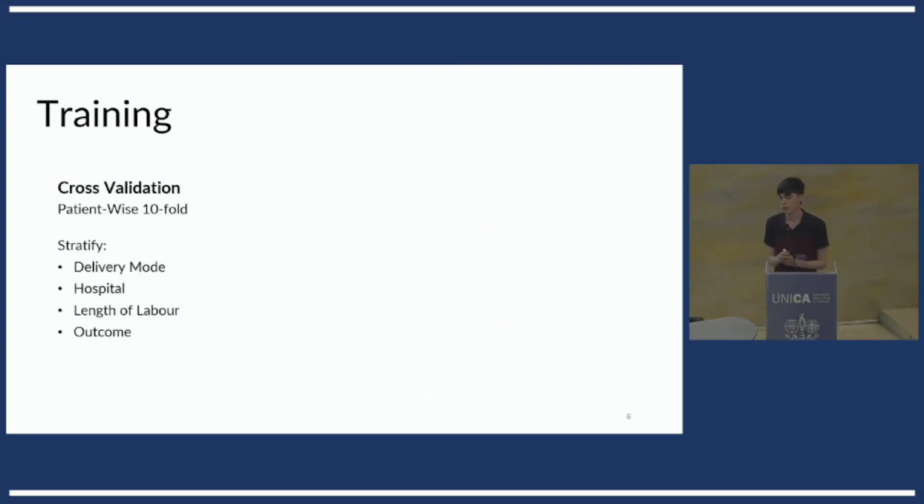So for the training, we were looking at a patient-wise 10-fold cross-validation, and we stratified it based on, we have 15 hospitals, so getting a representation of each hospital, breaking it into different lengths of labor, outcome, delivery mode, so each fold has a similar breakdown.